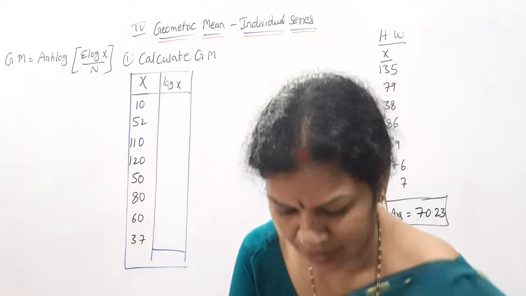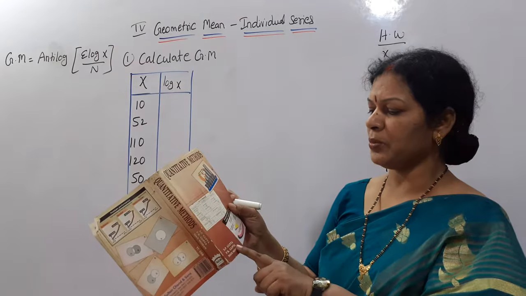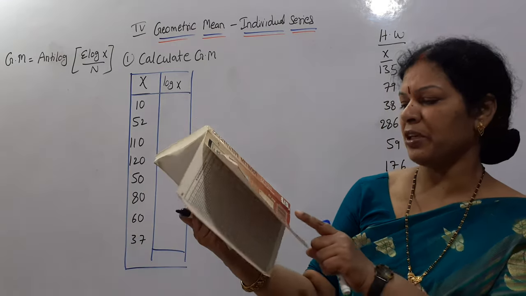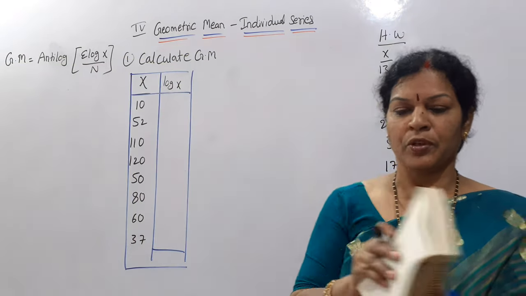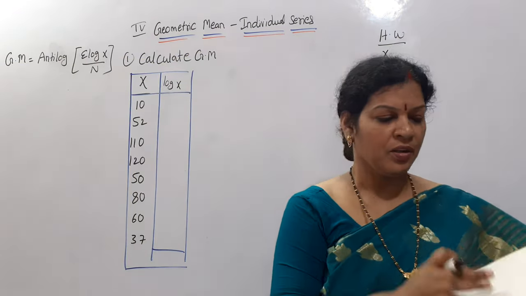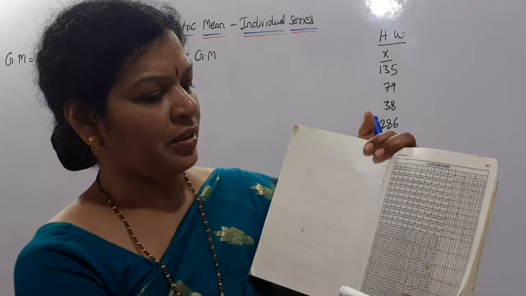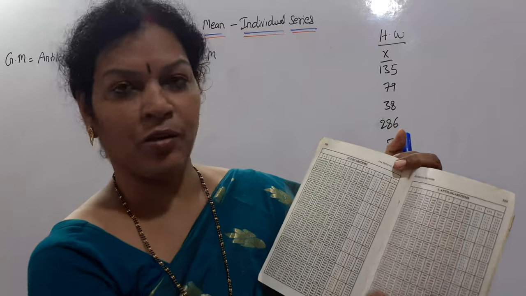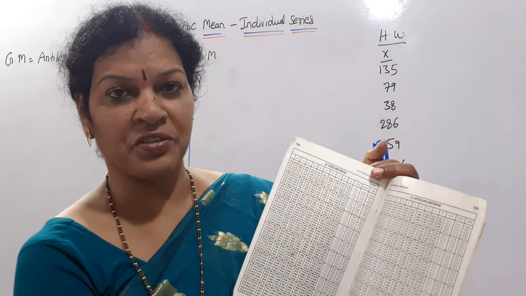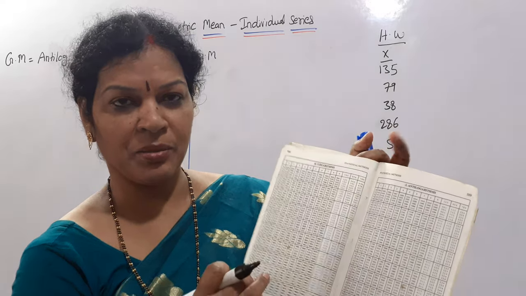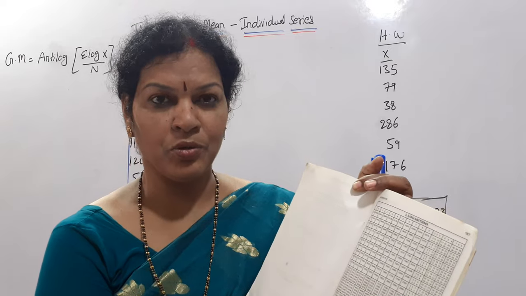This is the textbook I am having: SP Gupta, Sultan Chand Publications, can you see? On the back side of my textbook, logarithm tables are there, and also anti-logs. The logarithm tables are on the first page and second page, and anti-logs on the next page, the third page. So I am using this log table and anti-log table. I will show you on the screen also in a close shot.